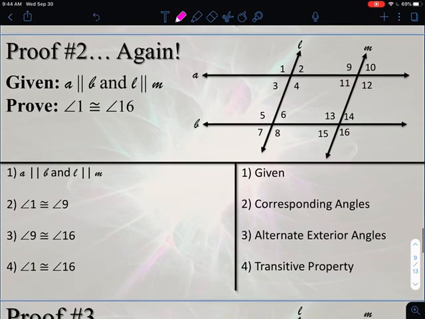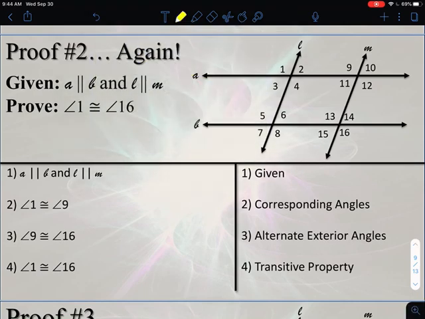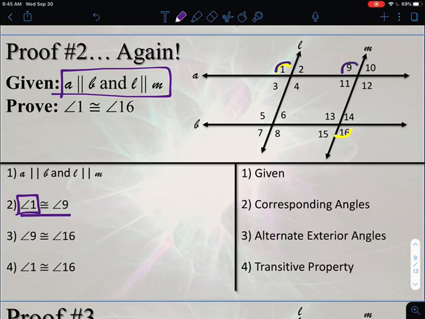Now, let's take a look at that same proof again. So again, I'm going to highlight in yellow what we're trying to show here. We're trying to show that angle 1 is congruent to angle 16. We have the same information as before, so they're telling us that A is parallel to B and L is parallel to M. So it's the exact same proof, nothing has changed. But if we look at how I went about solving it this time, the first thing I did was say angle 1 is congruent to angle 9. I have to have angle 1 in my picture, so I bring it in right here. Angle 1 is congruent to angle 9, which I knew because those two angles are corresponding angles.